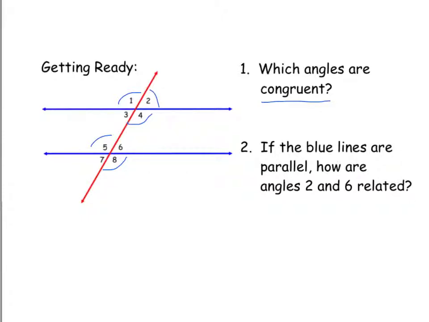For that same reason, 2 and 3, vertical angles, are congruent. 6 and 7 are congruent because they're vertical. 2 and 6, 3 and 7 are both corresponding. So that means they're congruent as well. So if the blue lines are parallel, 2 and 6, so this one right here and this one right here, are corresponding. They're in the same position, different line, so they are congruent. They are the same angle measure.